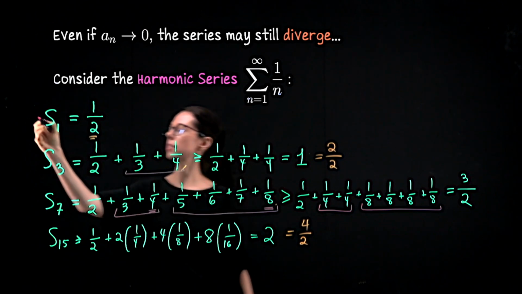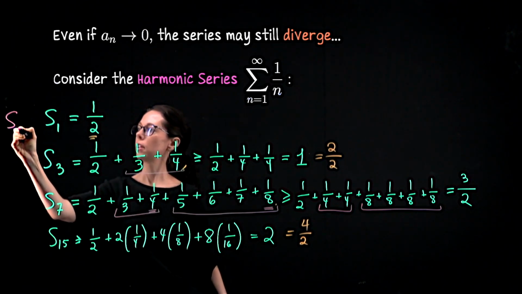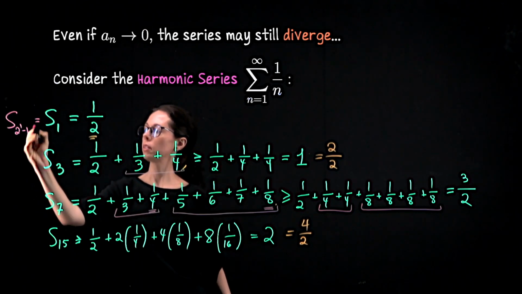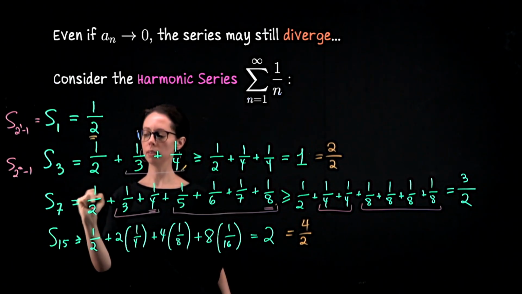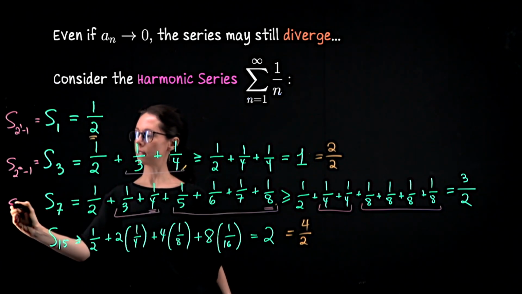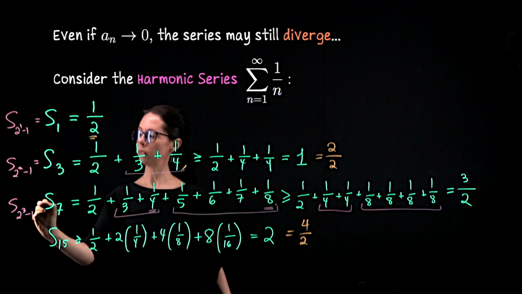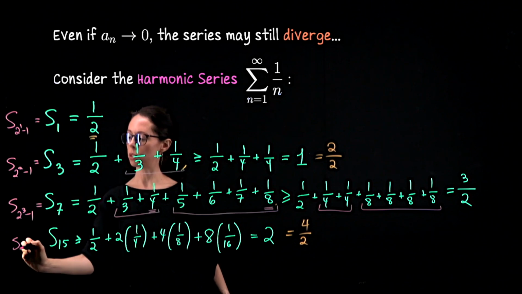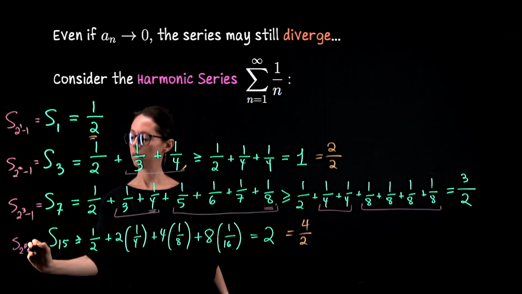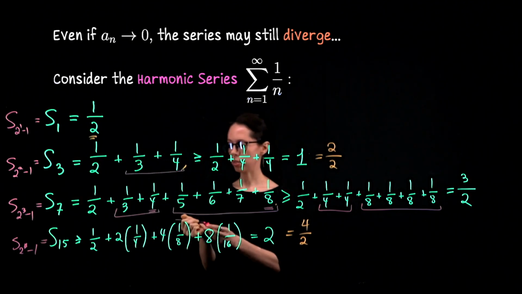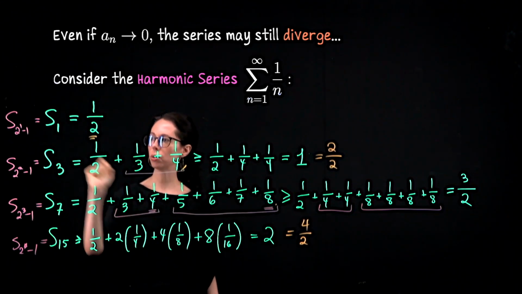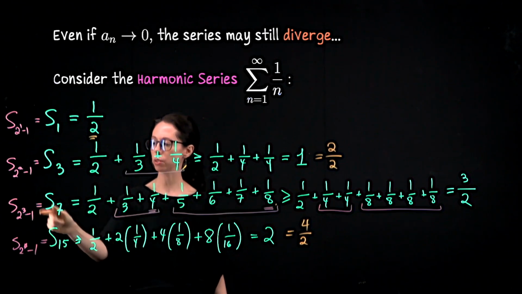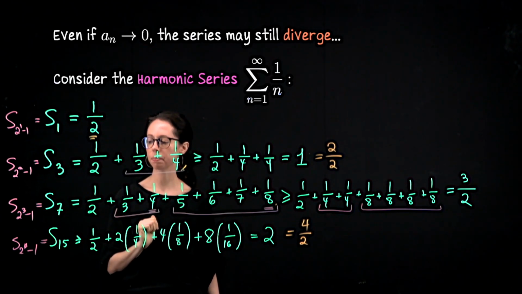So let me say that this is S sub 2 to the 1 minus 1. This here is S sub 2 squared minus 1. This is S sub 2 cubed minus 1. And this is S sub 2 to the 4th power minus 1. Okay, so we can write these subscripts 1, 3, 7, 15 as 2 to the 1 minus 1, 2 squared minus 1, 2 cubed minus 1, 2 to the 4th minus 1.